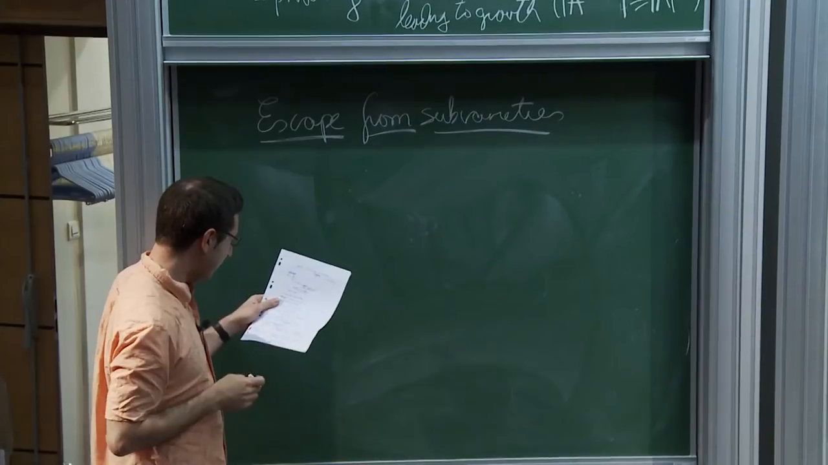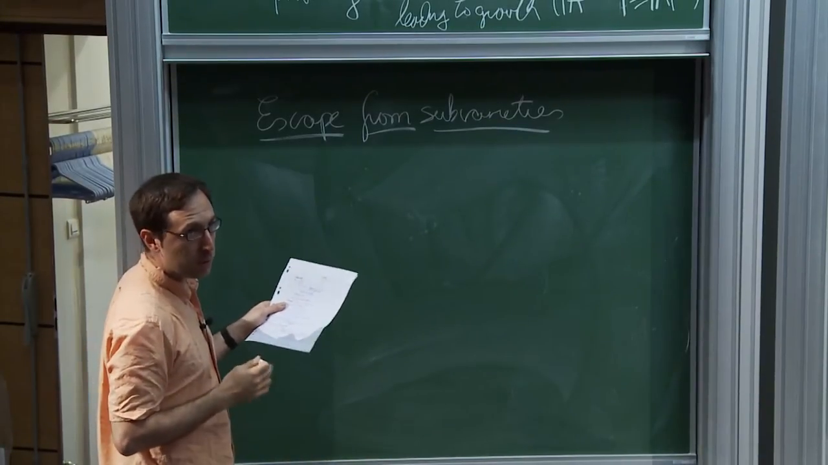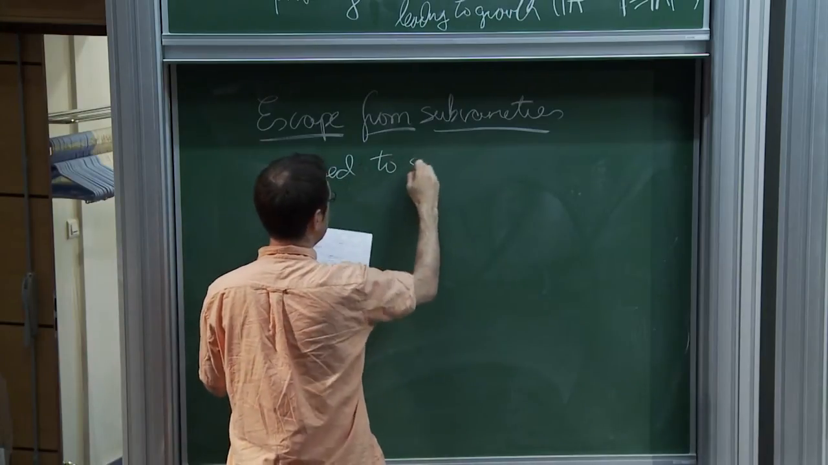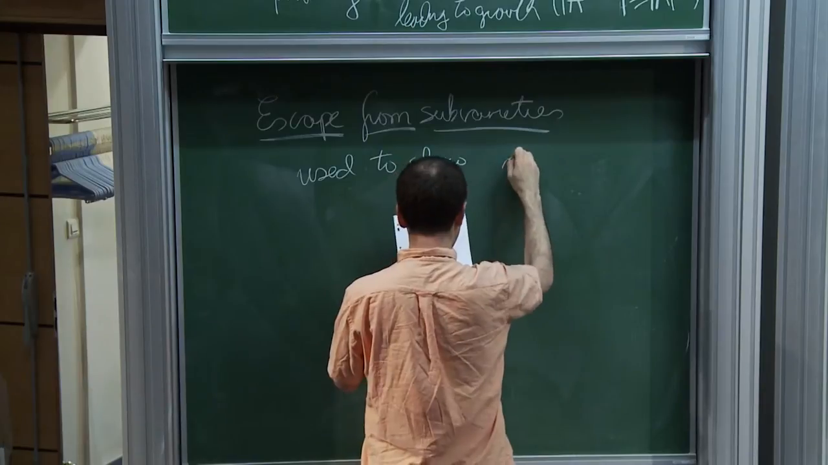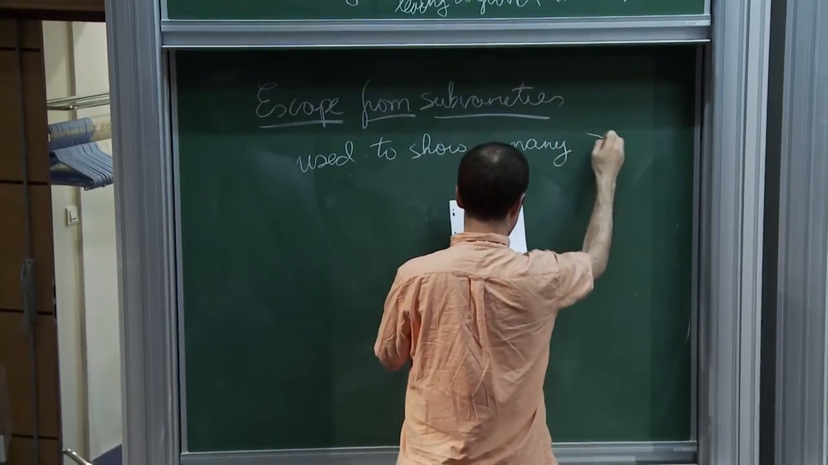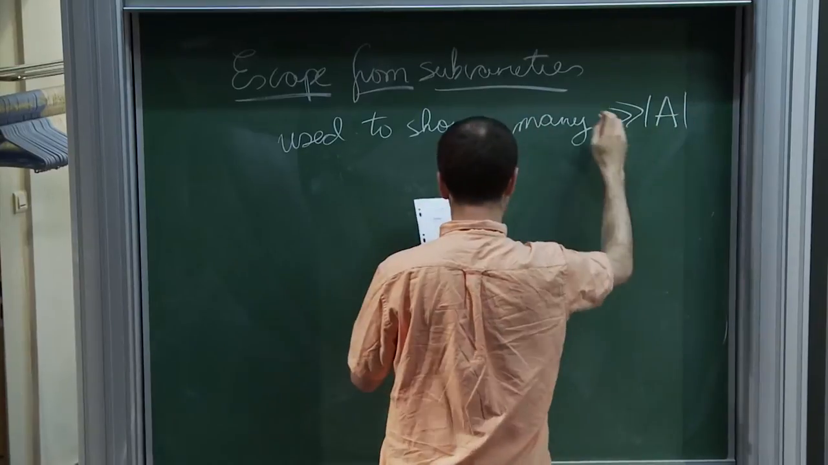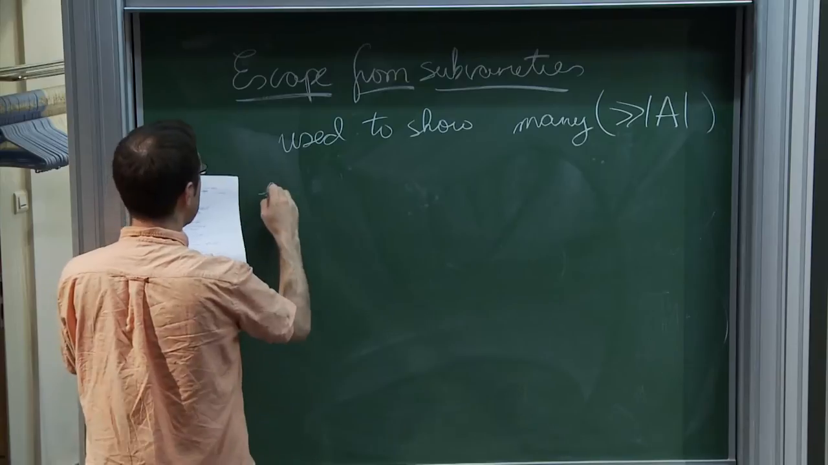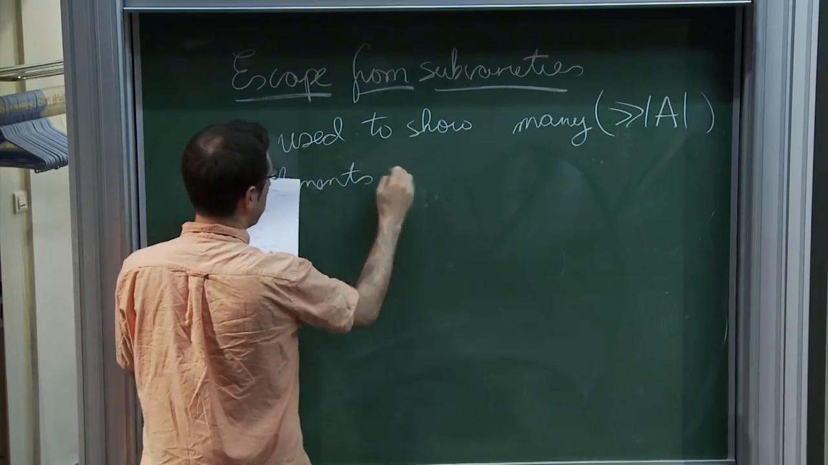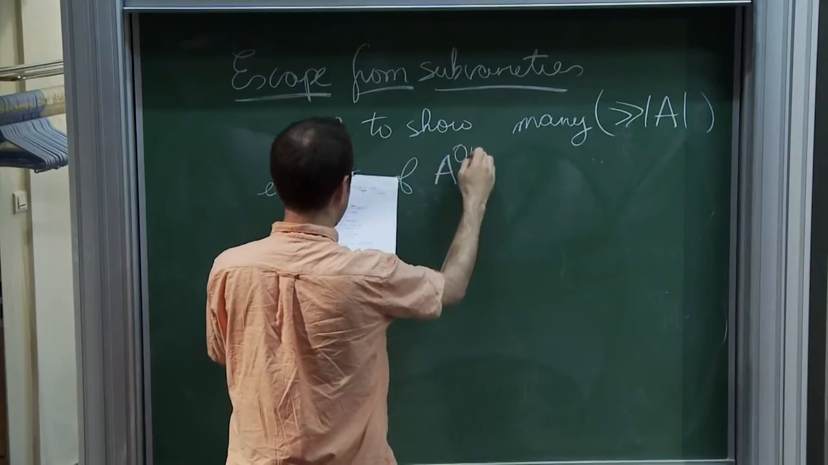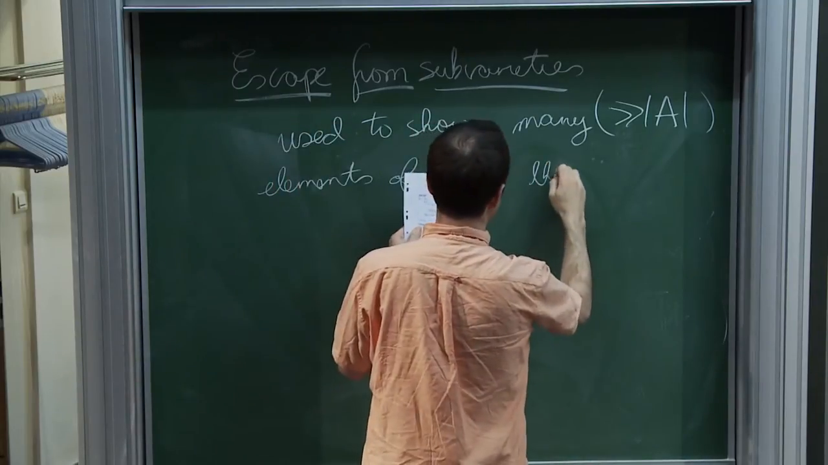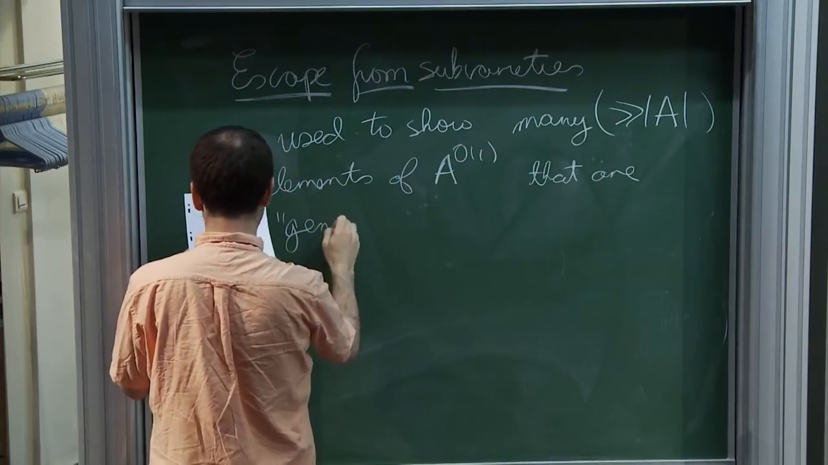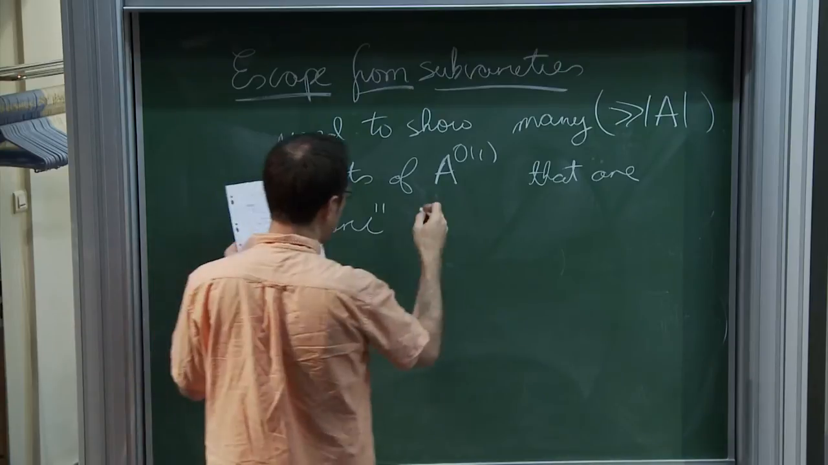So, all right, so what do we use escape for? It's used to show that there are many, meaning as many as there are elements of A times a constant, elements of A, or A times itself a bounded number of times, that are generic. In some sense, in some given sense.